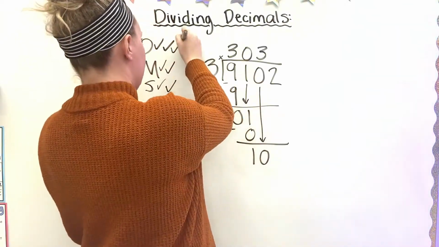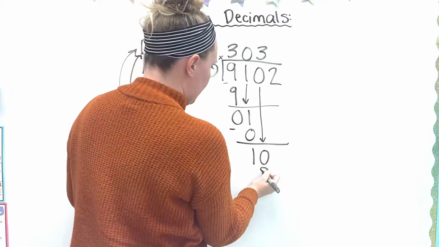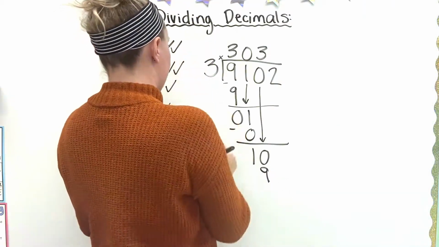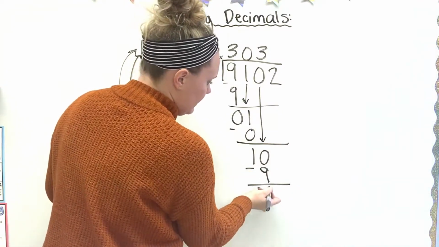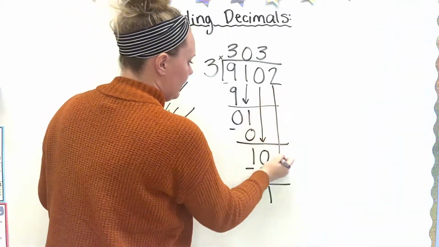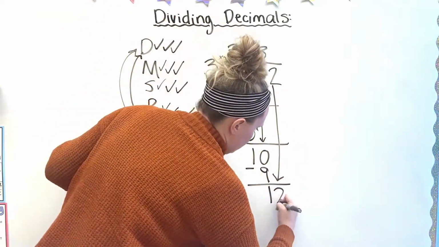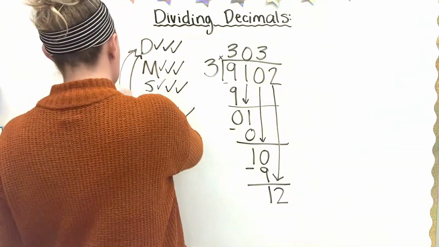Now I'm divided. I'm going to multiply again. 3 times 3. That would be 9. Next is my subtracting. 10 minus 9, that is 1. And finally, bringing it on down, the number 2. So back up to dividing again.